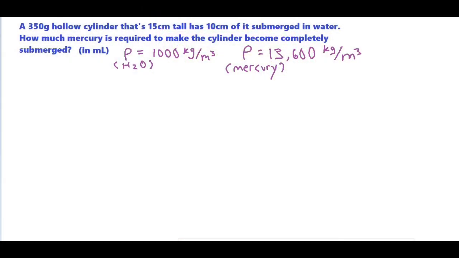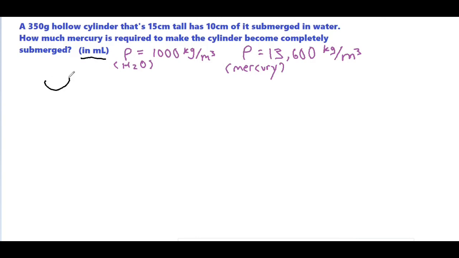In this video, I'm going to be taking a look at a difficult buoyant force problem. We have a 350 gram hollow cylinder that's 15 centimeters tall that has 10 centimeters of it submerged in water. How much mercury is required to make the cylinder become completely submerged? We're looking for some kind of volume in milliliters.